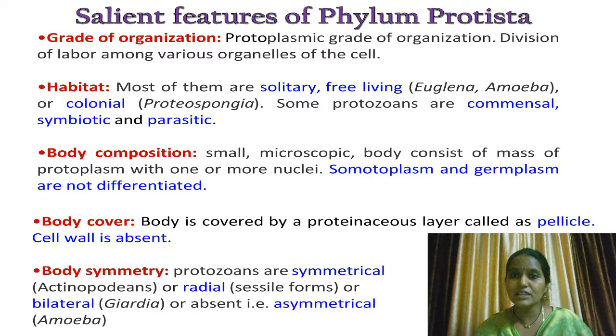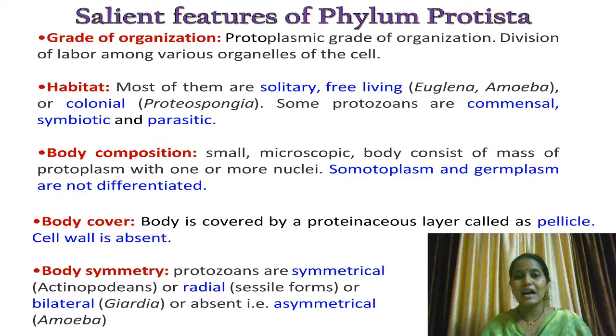Protoplasmic grade of organization is the main characteristic of phylum Protista. Division of labor is seen among various cell organelles. Most of these organisms are solitary or free living. Solitary means they live alone. Examples are Euglena and Amoeba. Some are colonial, that means they live in a colony, in a group. Some protozoans are commensal, symbiotic and parasitic. These organisms live in association with other organisms.